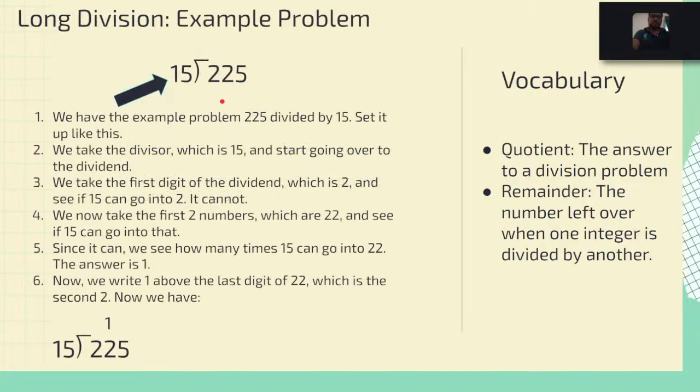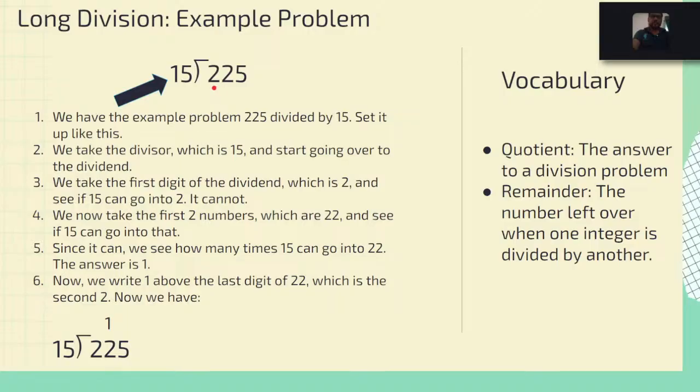Now let's move on to an example problem. 225 divided by 15. First, let's identify our divisor and dividend. Remember, our dividend is the one inside the long division operator, 225. That leaves our divisor to be 15, the one outside the operator. We have the example problem 225 divided by 15. We can set it up as follows. We take the divisor, which is 15, and start going over to the dividend, which is 225. We distribute 15 among each digit of the dividend.